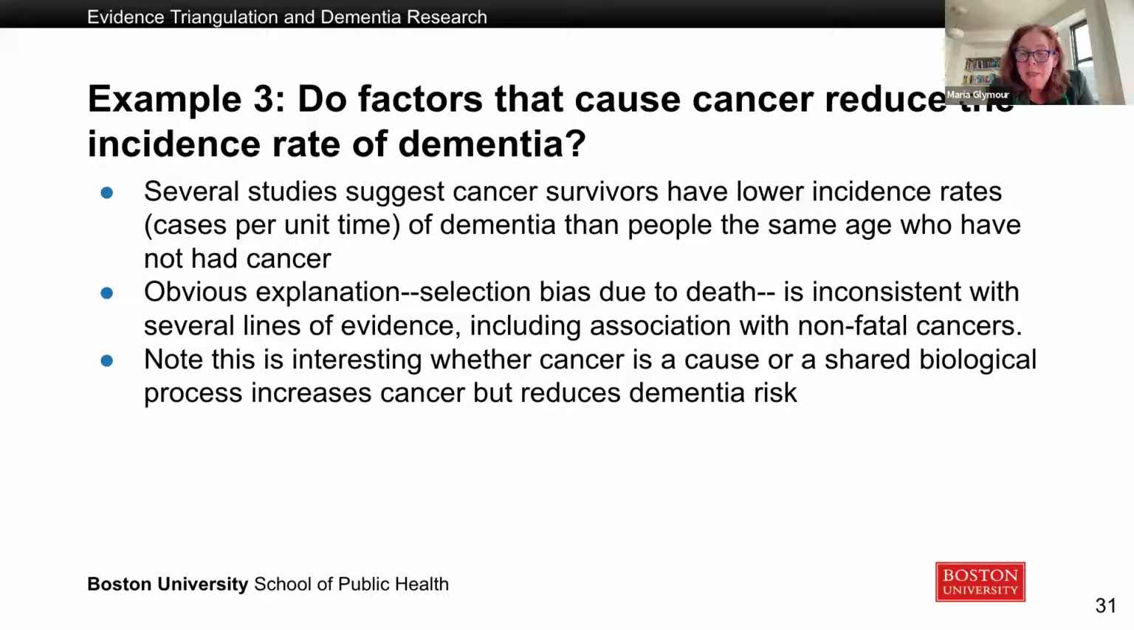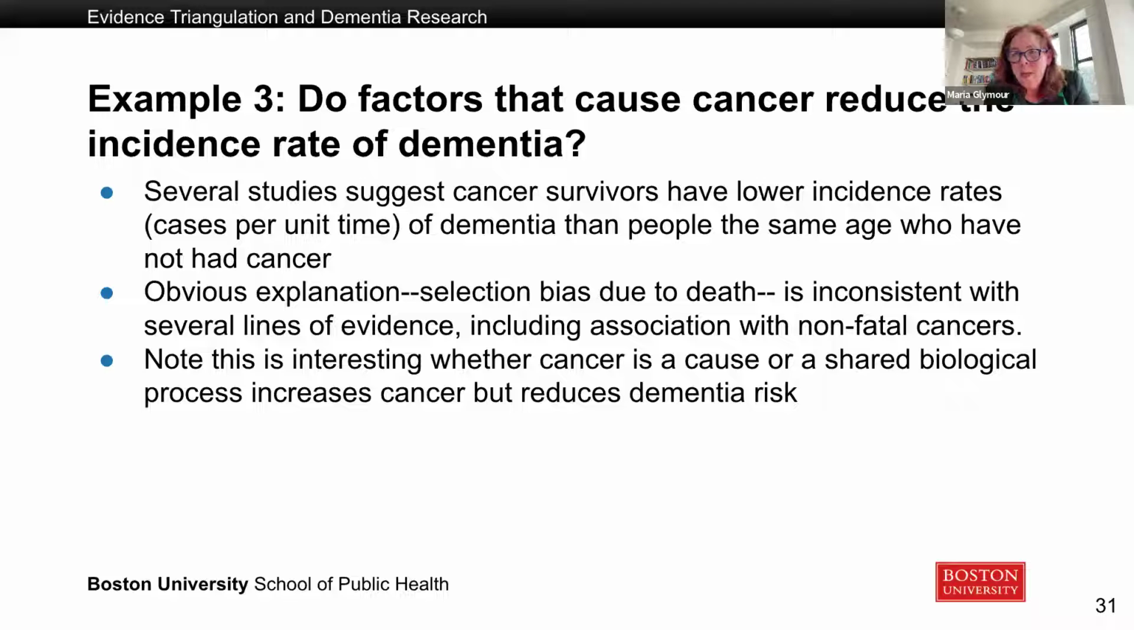I'm being very specific there. It's cases per unit time. It's not that if you die, you're less likely to develop. If you have cancer, which is a potentially life-threatening disease, you're less likely to develop dementia before you die. It's that for any given unit of time that you're alive, you have a lower incidence rate of dementia than people who've had no cancer.